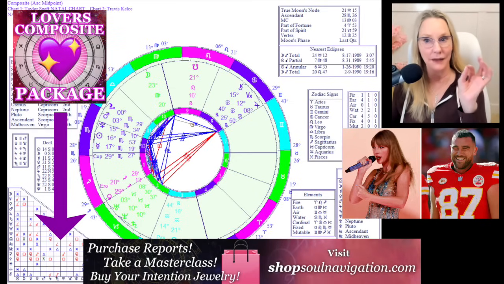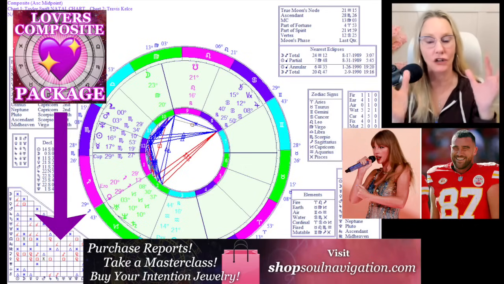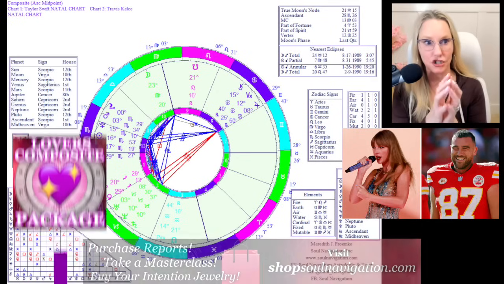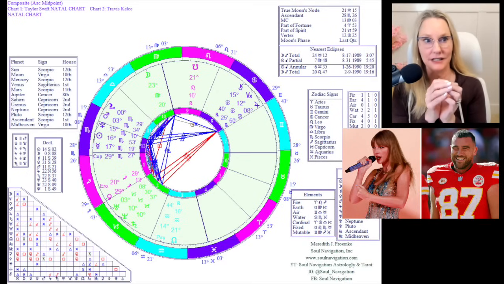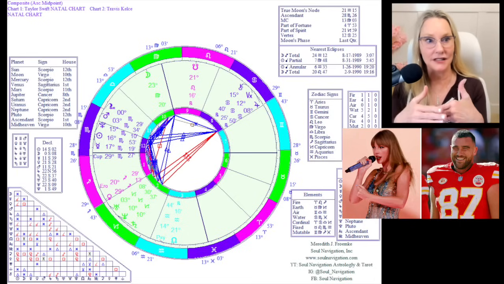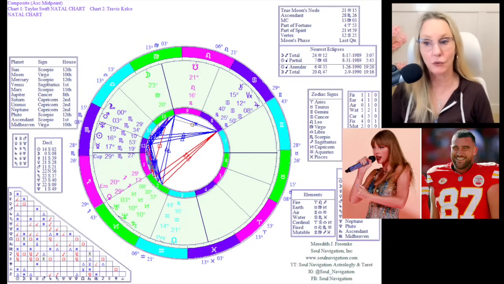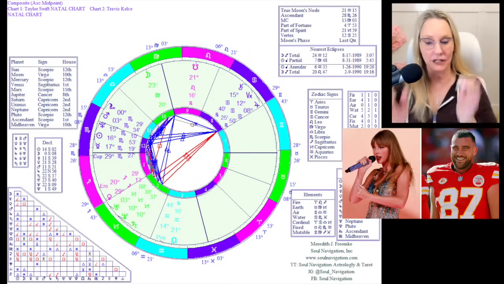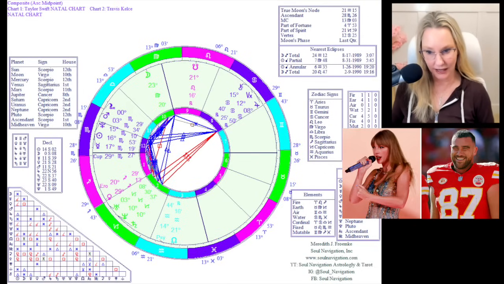In this composite package, you get your composite chart. I'll do a whole video on what the composite chart is, but it's basically taking the midpoint between each of the planets. So if you're a Scorpio and I'm a Capricorn, then we're having a Sagittarius relationship by sun sign. And if your moon is Capricorn and my moon is in Pisces, well, we're probably having an Aquarius moon relationship. And so that is what a composite chart is. So let's go take a look at theirs.